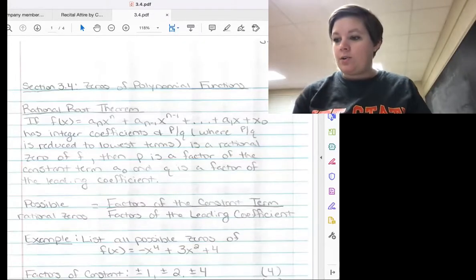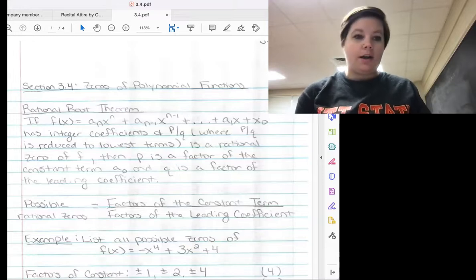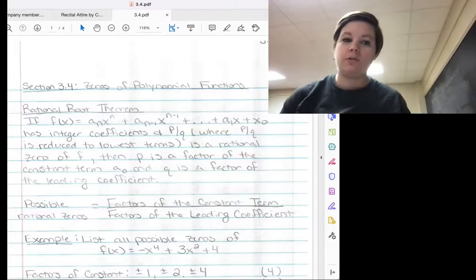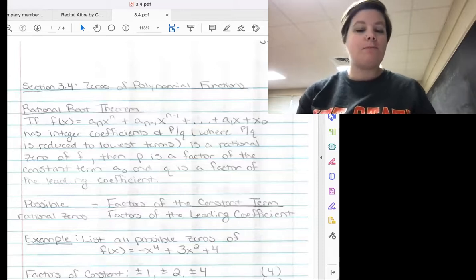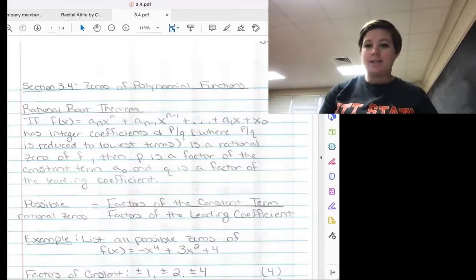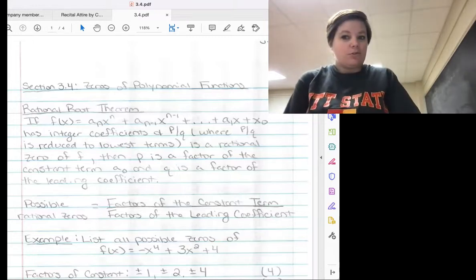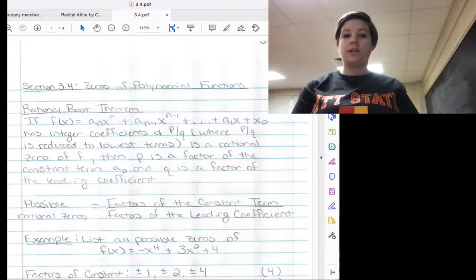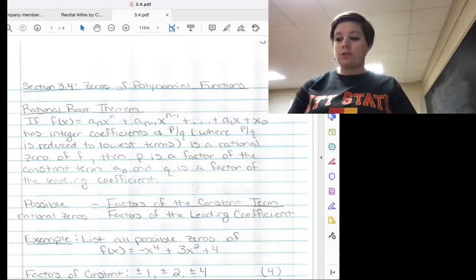Hey guys, so today we are going to be in section 4 of chapter 3, which is zeros of polynomial functions. We learned in 3.3 how to divide polynomial functions. And I said sometimes it's really nice when you get 0 because that gives you the solution to that polynomial function. And so today that's all we're going to be focused on is finding the zeros or the solutions to these polynomial functions.